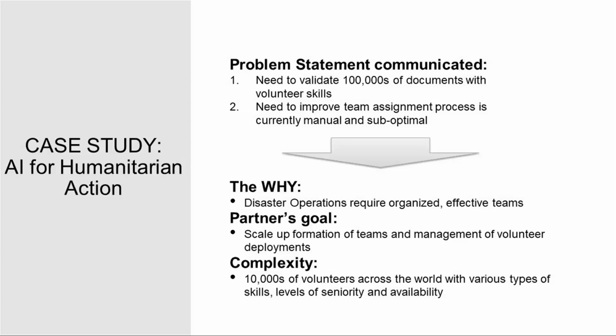Here's another case study from the Humanitarian Action vertical. The partner communicated a problem statement which was very solutions driven, the need to parse through hundreds of documents with volunteer skills and finding the most optimal team assignment process. After several discussions with the partner, we were able to understand the true why, the importance of organizing effective teams, the complexity of scaling such teams in real time, and the complexity of skills and seniority distribution across all these volunteers.